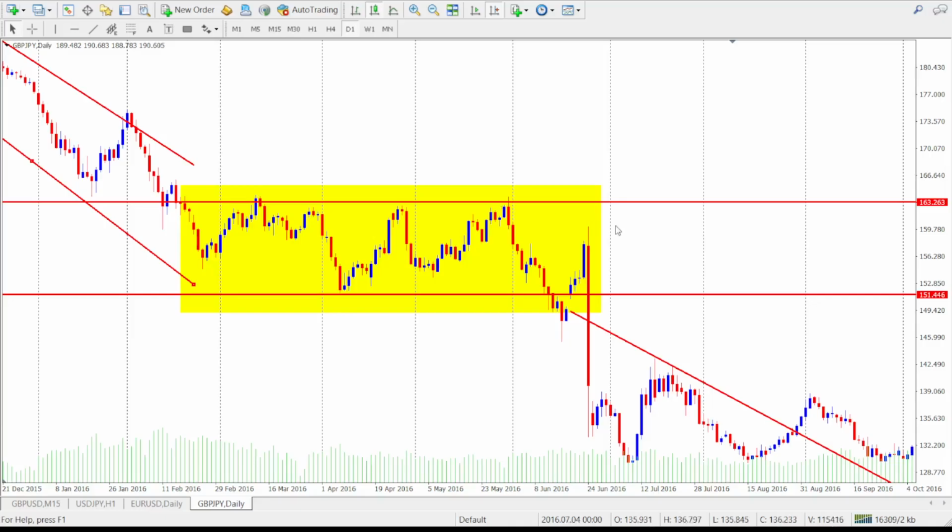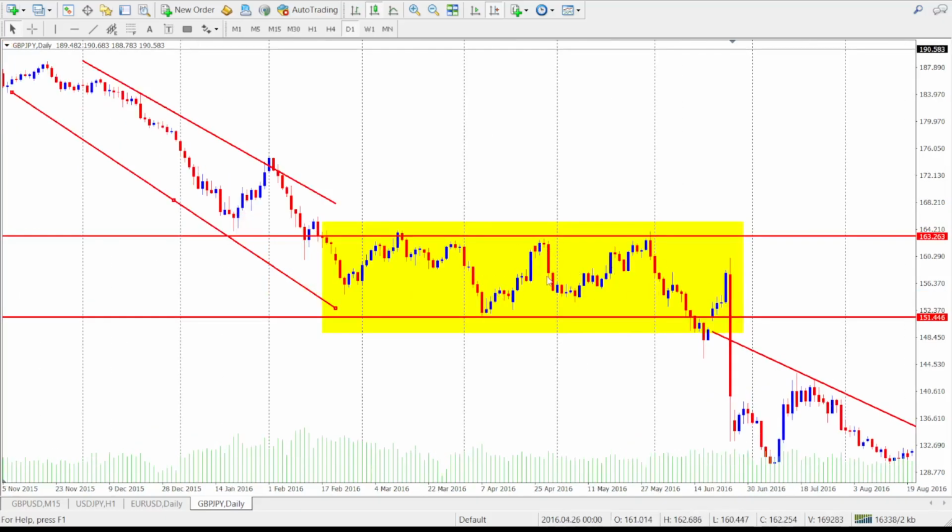So that is how you master the price action range trading strategy. This is one of the best ways to trade sideways markets without relying on indicators.